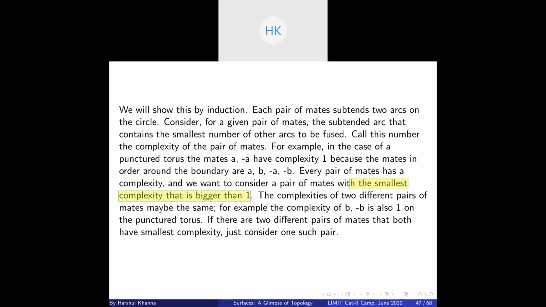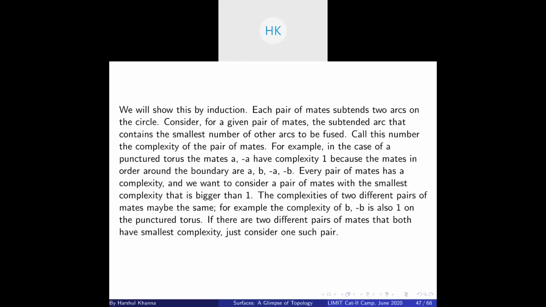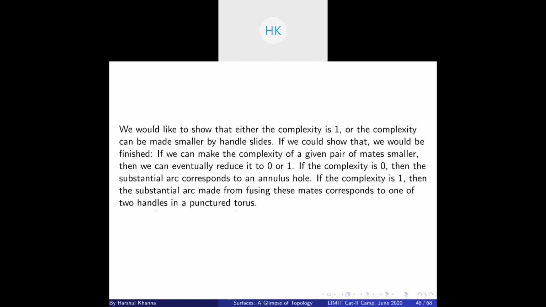So the complexity of two different pairs of mates may be the same. Let's say the ones corresponding to the smallest complexity bigger than one are the same. Then consider any one such pair. We would like to show that either the complexity is one or the complexity can be made smaller by handle slides. If we can show that, we would be finished with the problem. Just to clarify, if we can make the complexity of a given pair of mates smaller, then we can eventually reduce it to 0 or 1.